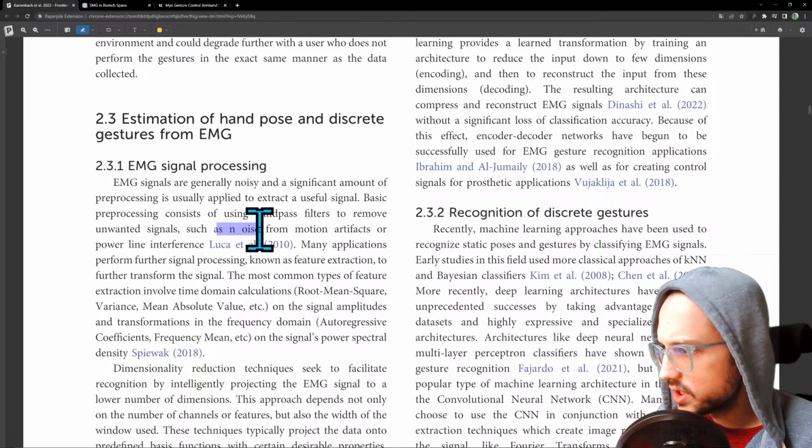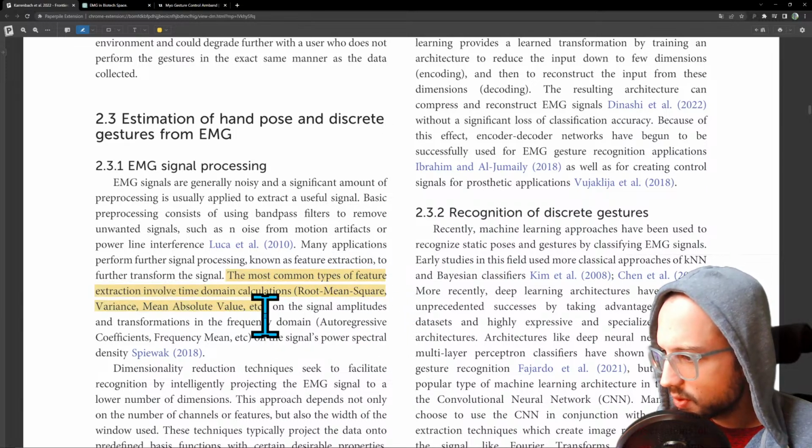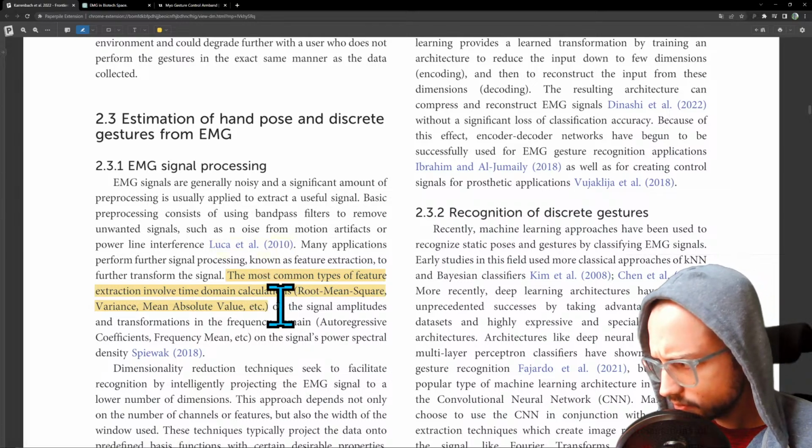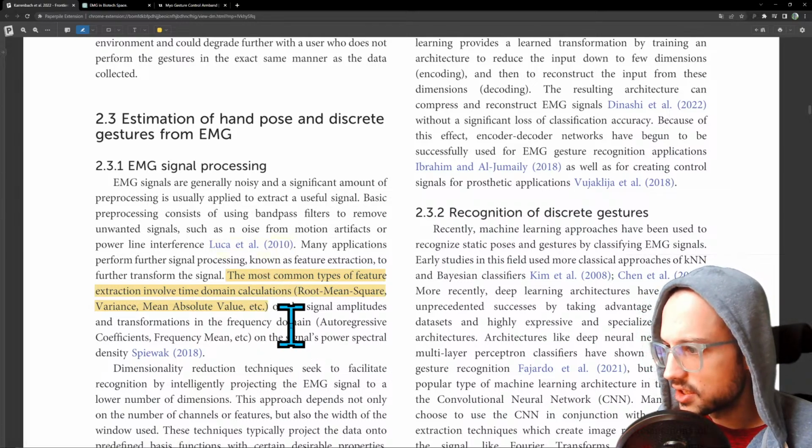Such as noise, that little typo. Most common types of feature extraction involve time domain calculations. So here you have root mean square, variance, and mean absolute value. So root mean square is basically a way to turn a trajectory into something that's a little bit easier to deal with.